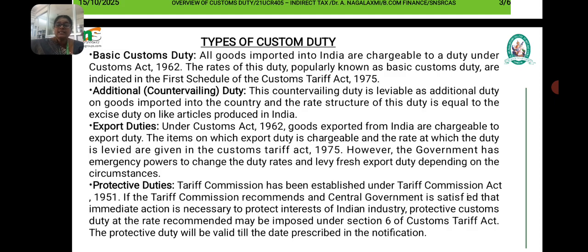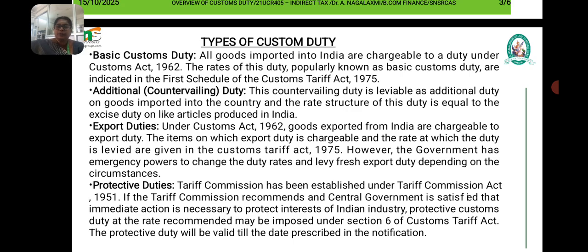However, the government has emergency powers to change the duty rates and levy fresh export duty depending upon the circumstances. For example, if the country has some financial crisis, or is in a position of war, scarcity, or calamities, in that case the government needs revenue in order to take care of all these things. In that case the government will change the duty rates. Already we have seen that it will be kept as a bill in the parliament sessions, and the bill will be passed and implemented. So here the government has the emergency powers to change the duty rates.